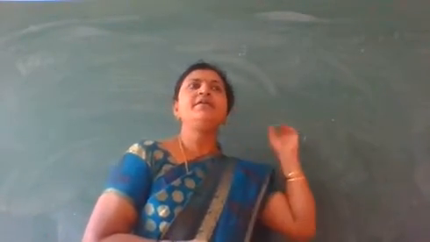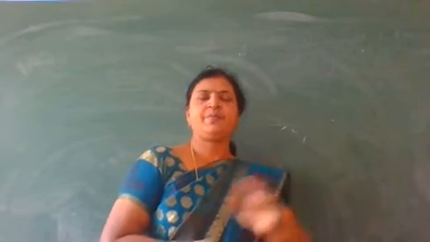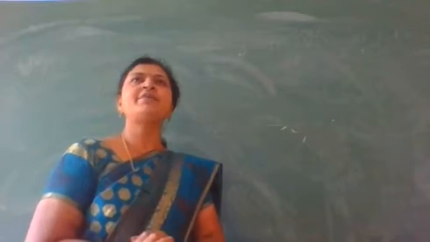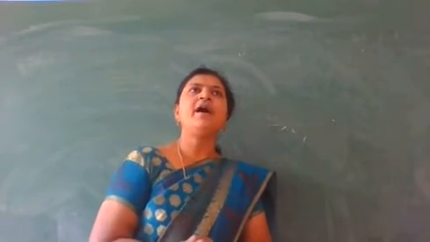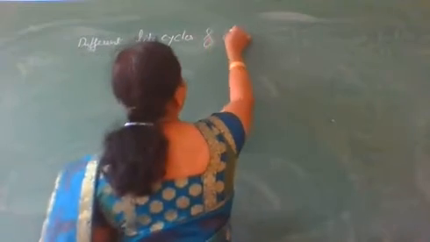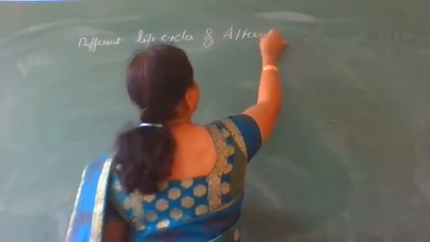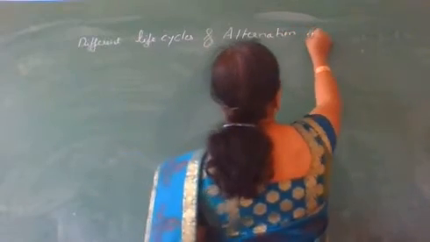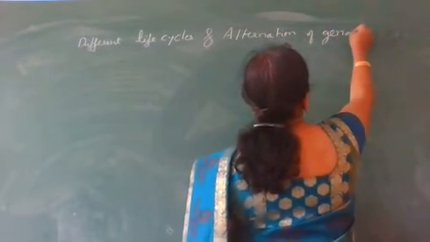The concept in kingdom Plantae is the different types of life cycles and alternation of generation. So here, in plants, life cycles and alternation of generation.